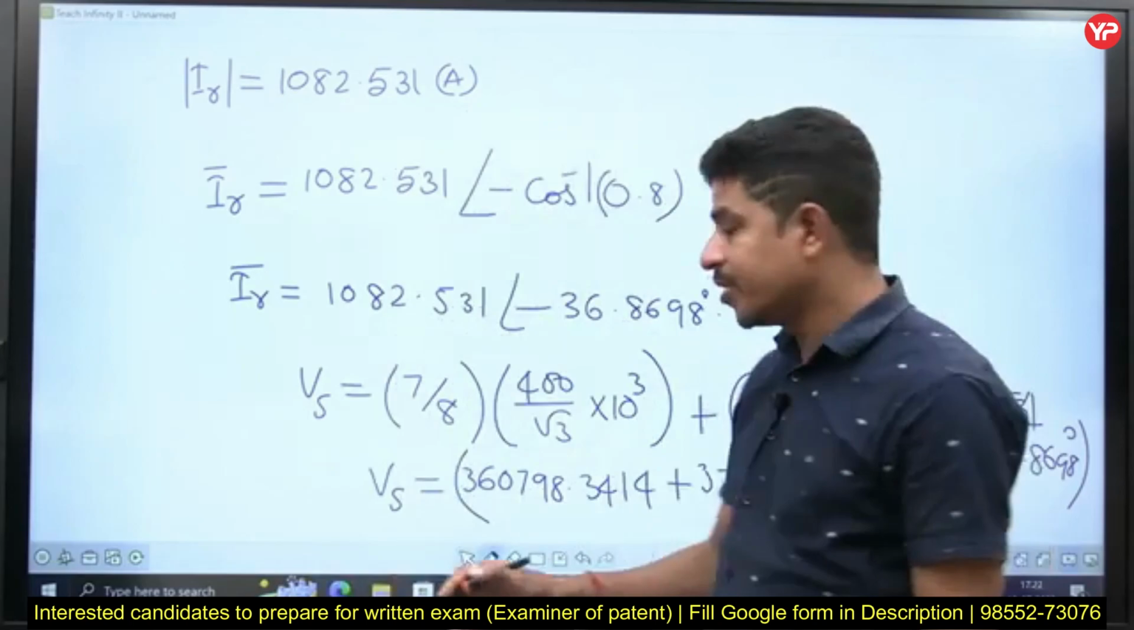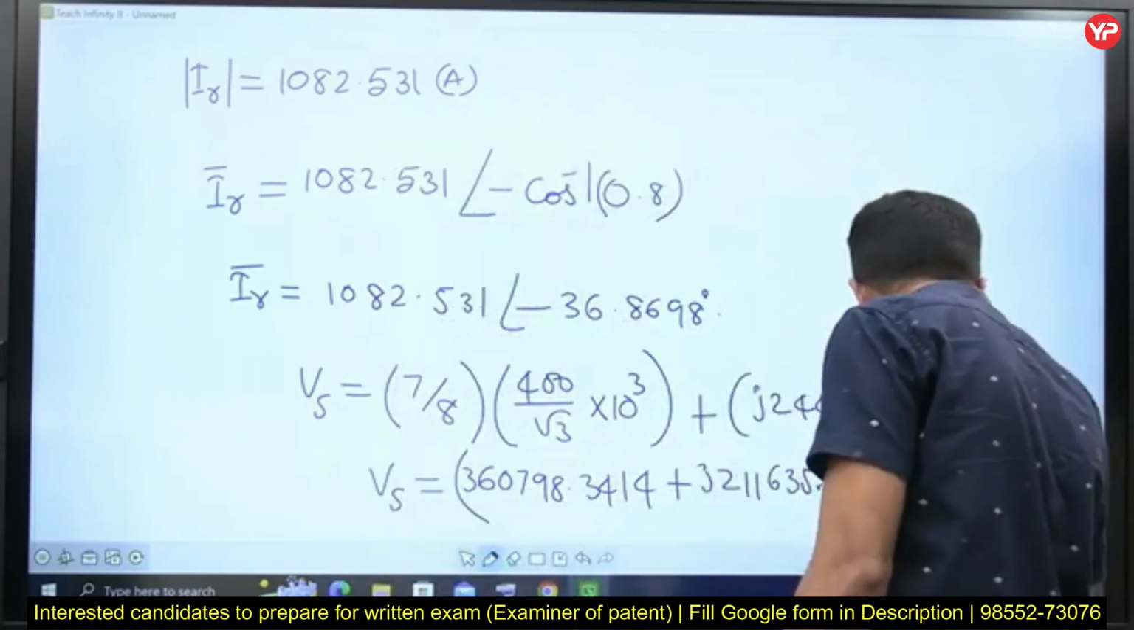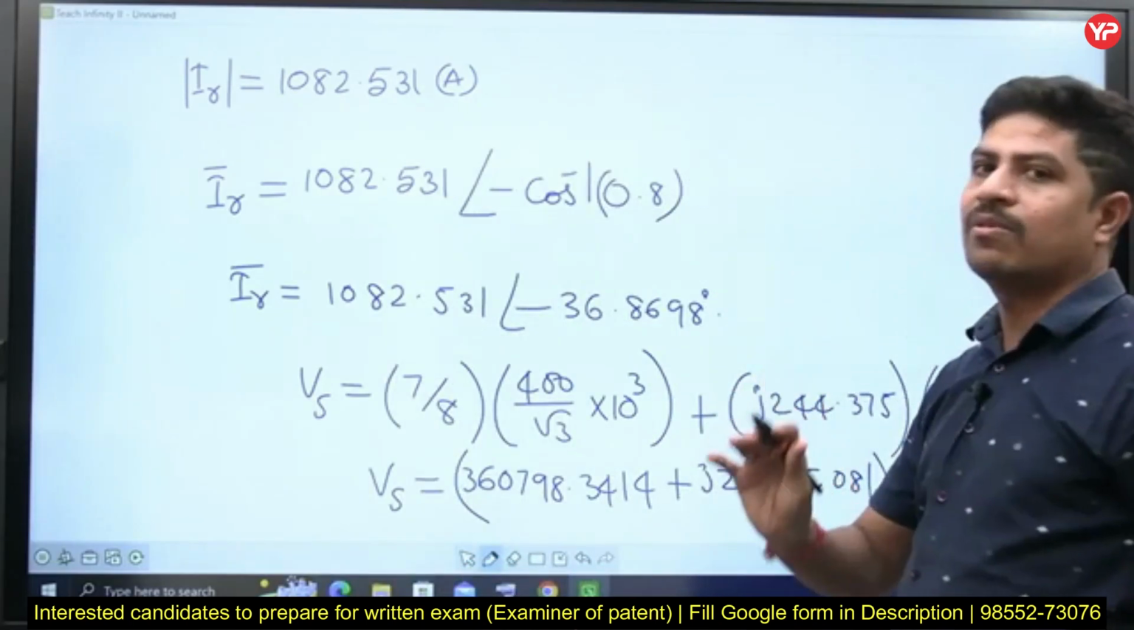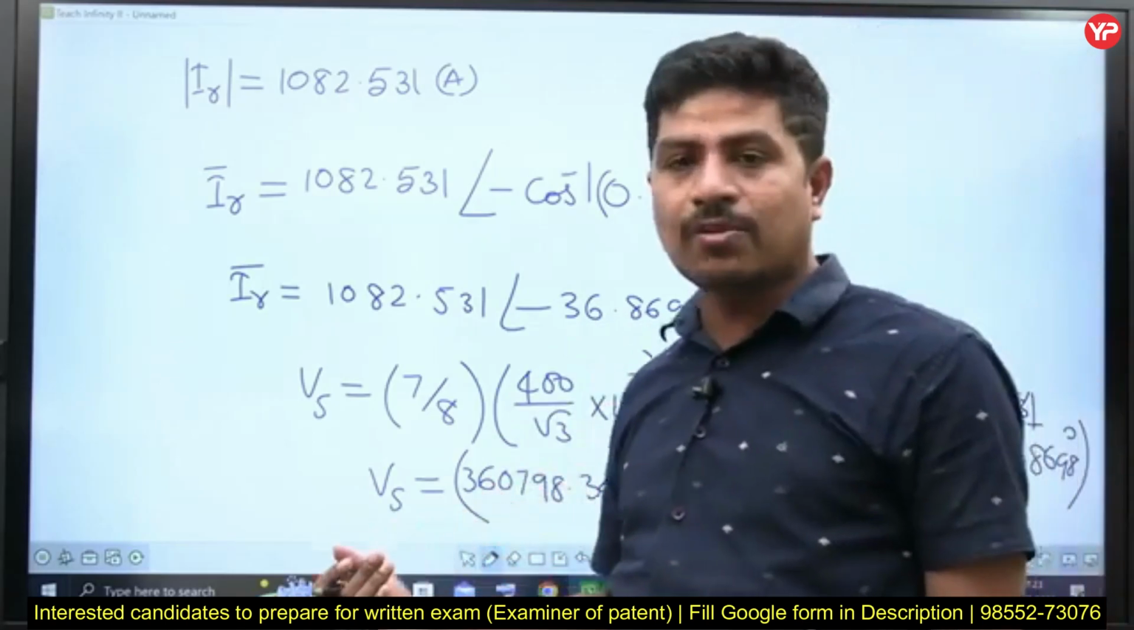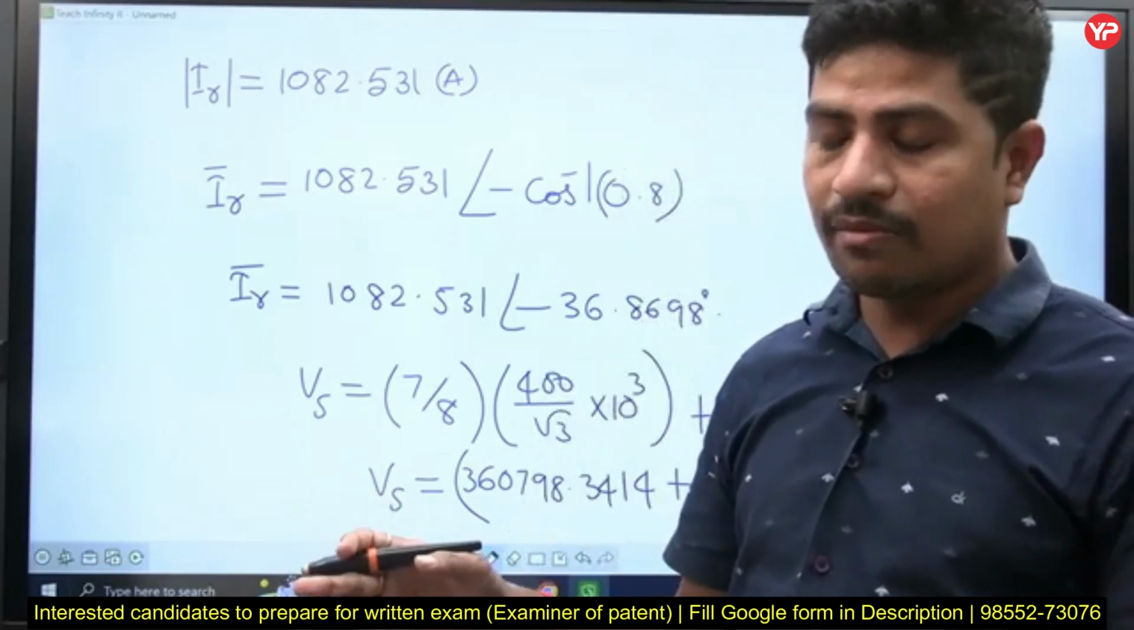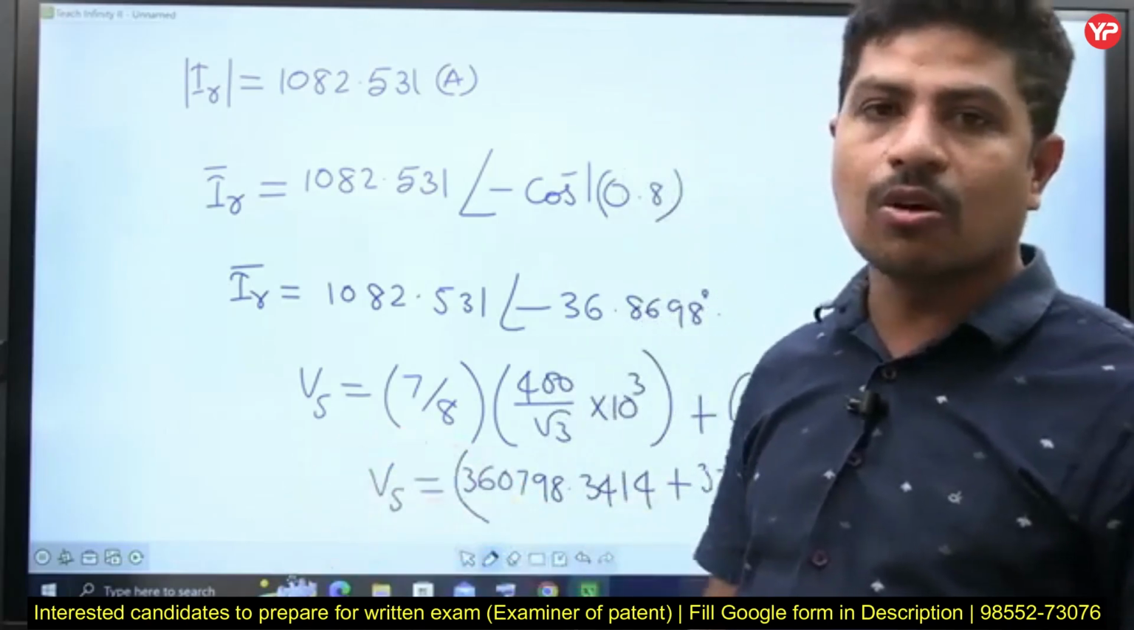This is per phase voltage. You should not forget that it is per phase voltage, because we have taken A, B, C, D as per phase values. Therefore, we have taken VR also per phase. Therefore, we got VS also per phase.